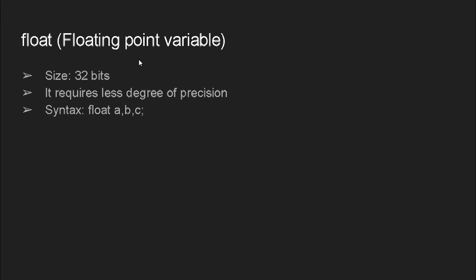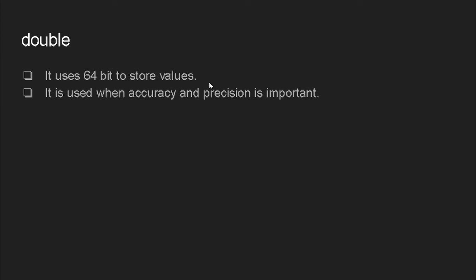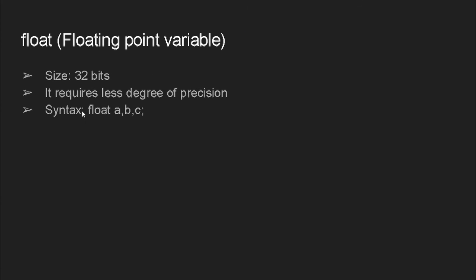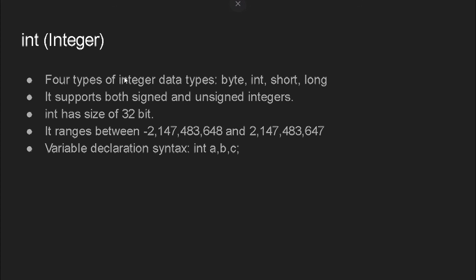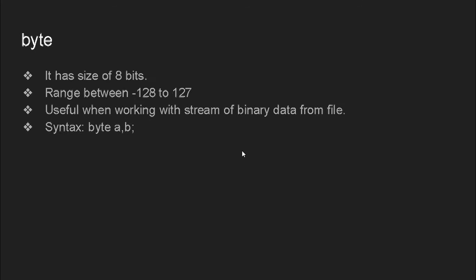Then double uses 64 bits, and if you want more precision, more accuracy, then we use the double data type. For the syntax, you can simply replace float by double. You don't need to worry about syntax. If you understood how to declare an integer variable, then this is exactly how we declare other variables as well. We simply replace int by double or long or whatever primitive data type I'm going to talk about. The syntax remains the same: the data type name followed by the variable name.